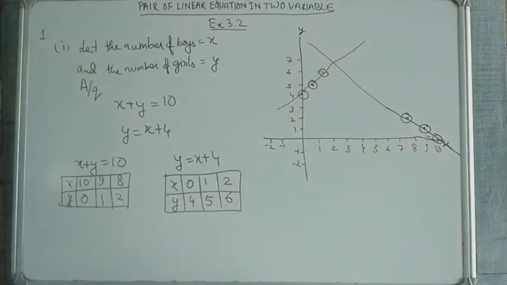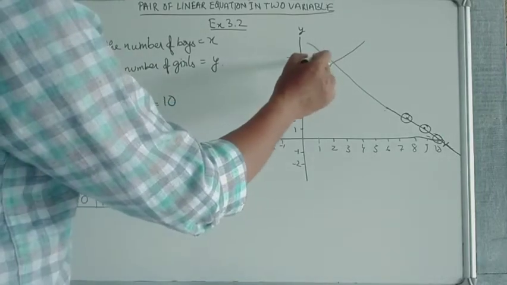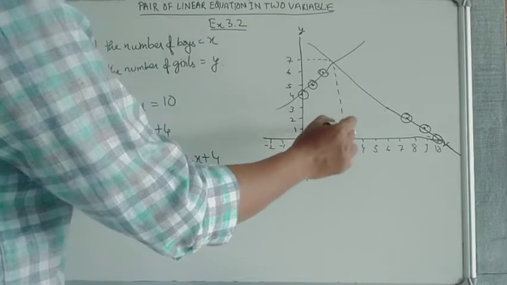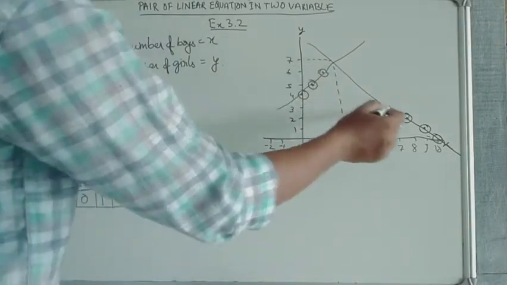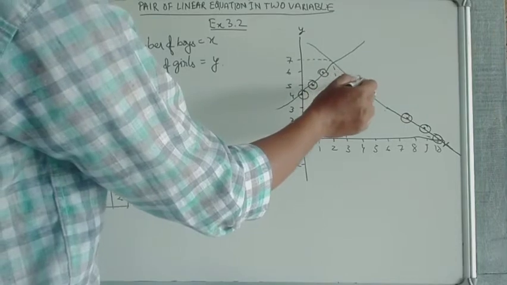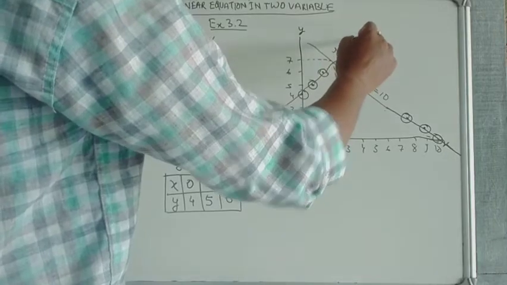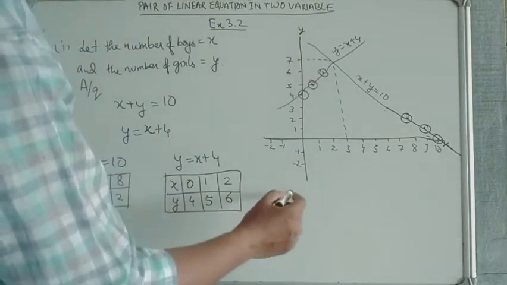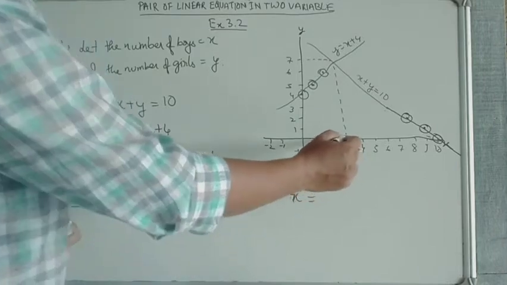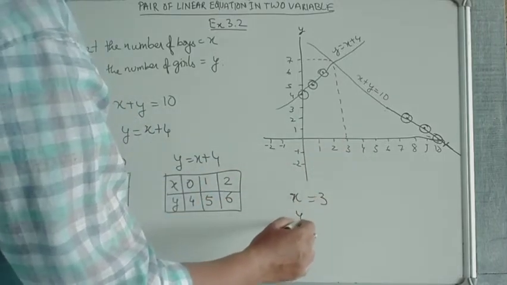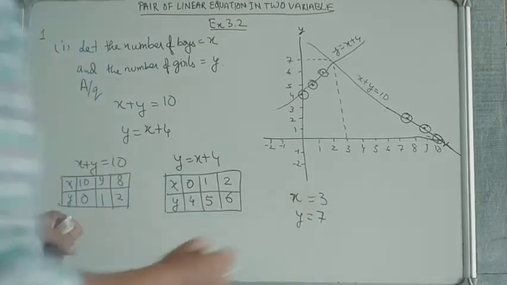Okay, because I am drawing on normal rough paper, if you make it properly, it will come out exactly on 7. And from the graph you can say this is the equation of x plus y is equal to 10. This is the equation of y is equal to x plus 4. Now according to the graph, when x value is 3, y is equal to how much? 7.